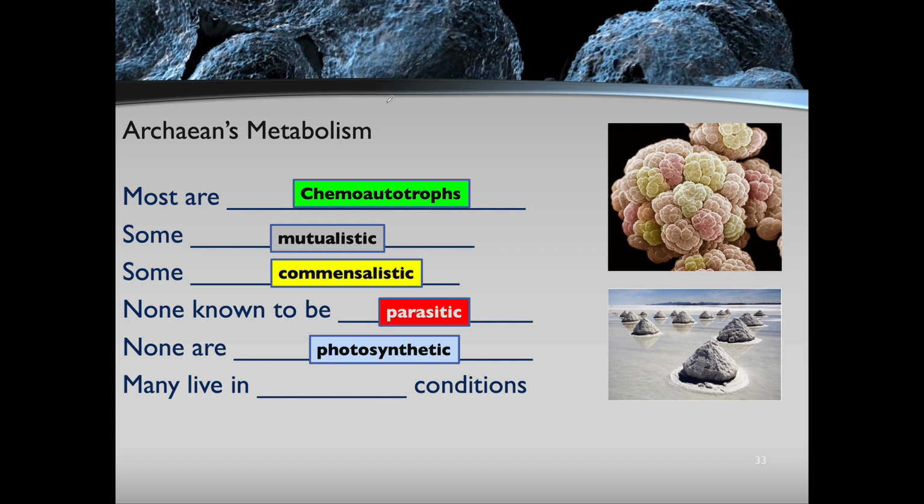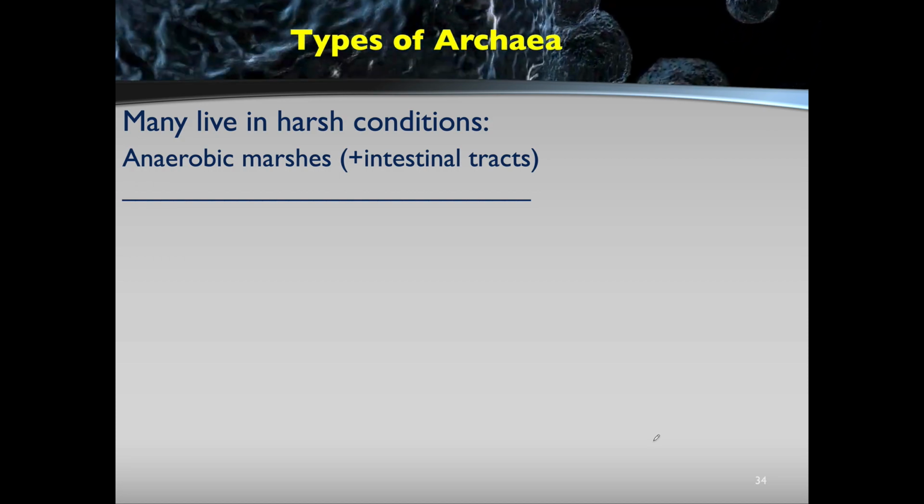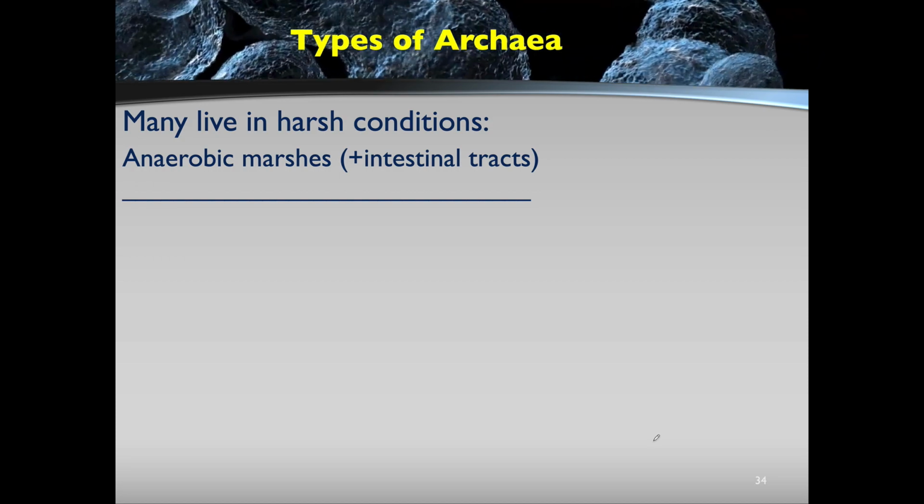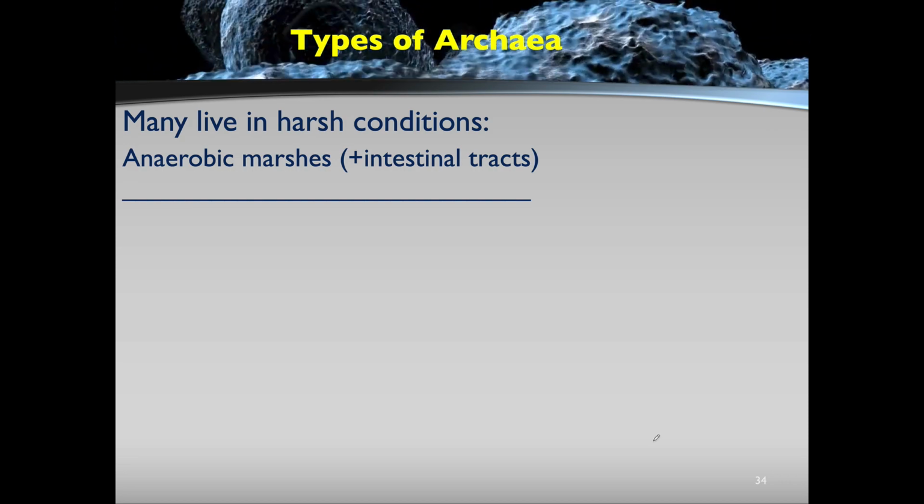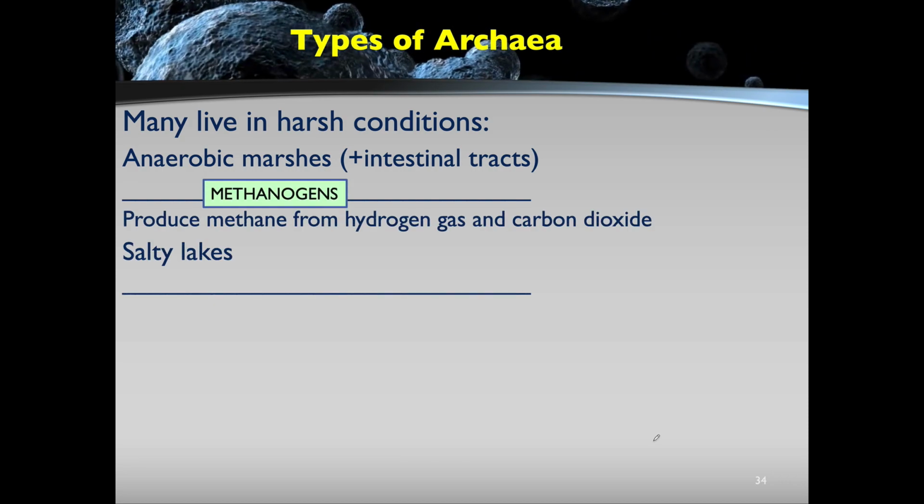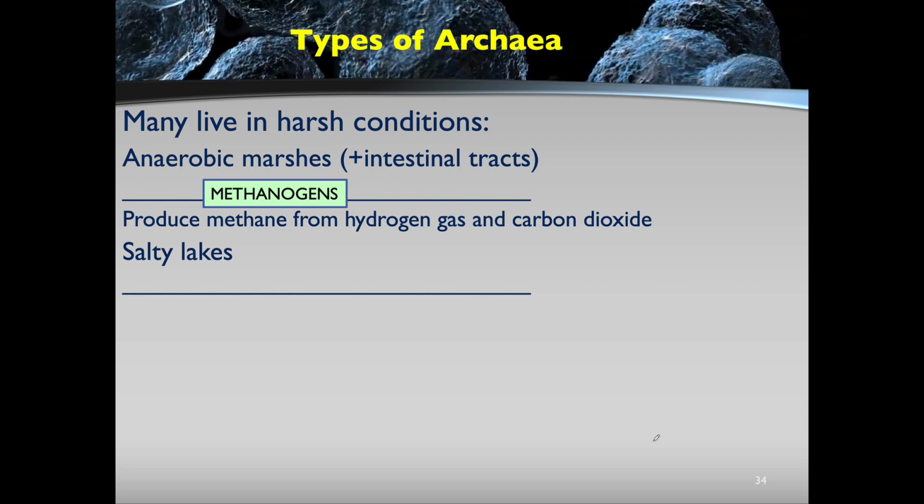And the really cool thing about them is they're found in some of the harshest conditions on Earth. And you can see from the picture down below, this kind of looks like a pretty inhospitable place. And we'll get more into that in just a minute. The types of archaeans that are out there, we said, live in harsh conditions. Some of those conditions are very anaerobic, such as marshes or even intestinal tracts of living things. And we call this grouping of archaeans the methanogens.